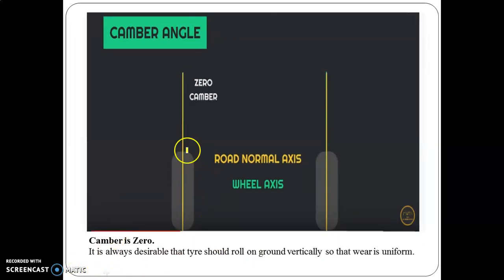Now let's discuss the zero camber. When the angle of the camber is zero, it means the tire as well as the vertical axis are on the same line. Here it shows the road normal axis, and the camber angle is 0. It is always desirable that tires should roll on the ground vertically so that wear is uniform.